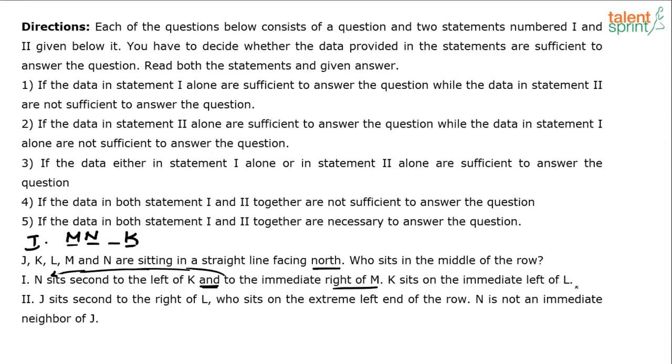K sits on the immediate left of L. If K sits on the immediate left of L, means L sits on the immediate right of K. Immediate right of K is this. There are 5 persons, 1, 2, 3, 4, 5. We have already got the 5 positions. Who's in the middle? Of course, J is in the middle. M, N, K, L. So J is in the middle.